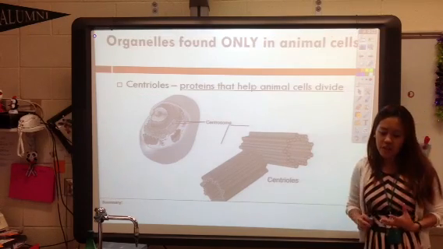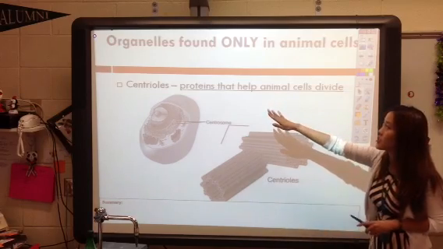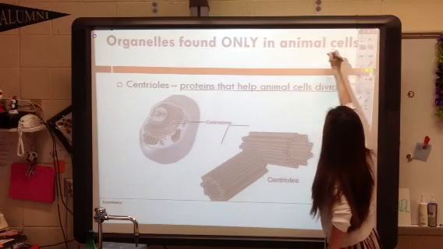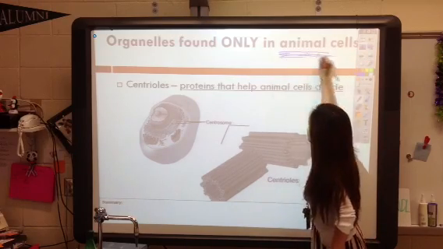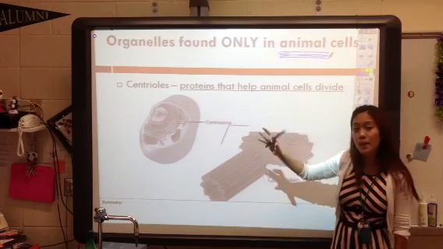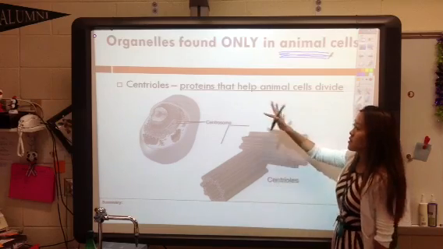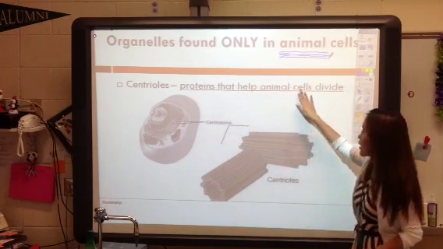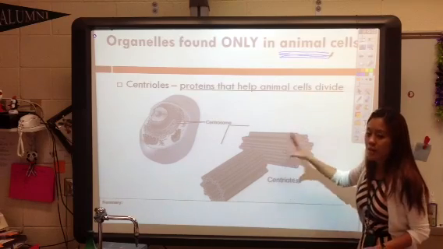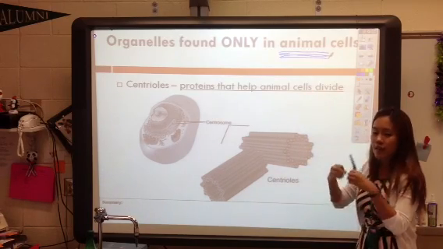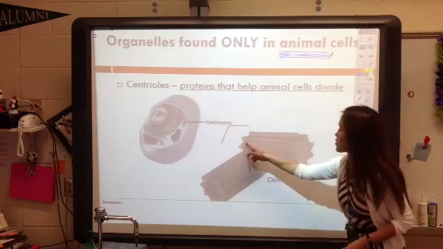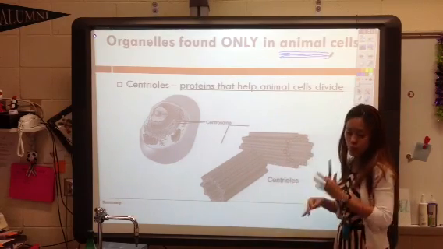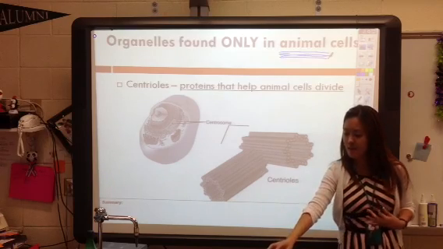The last structure that we need to talk about is centrioles, and these are found only in animal cells. Just like how the chloroplasts were only in plants, centrioles are only in animals. Now your centrioles are proteins that actually help animal cells survive. We're going to talk about that when we talk about cell division and how they can separate and grow. And this is what a centriole looks like. It's going to help pull DNA around, pull chromosomes around when the cell divides.